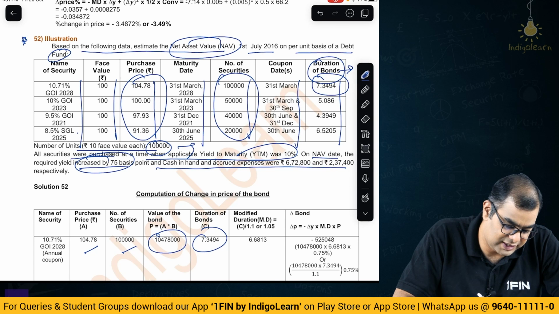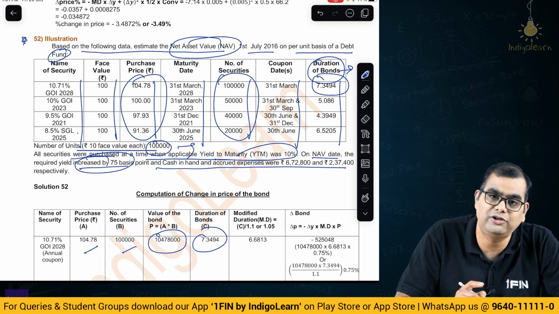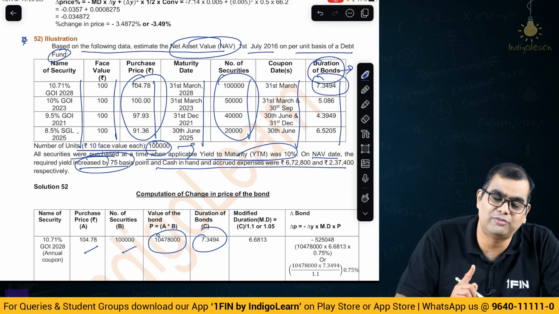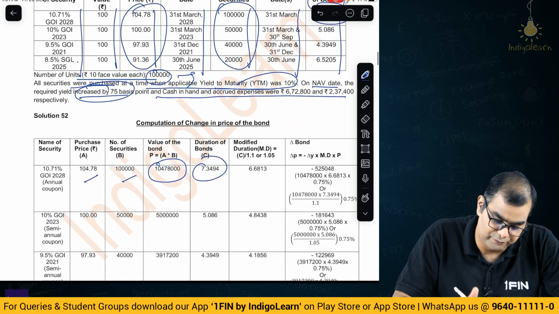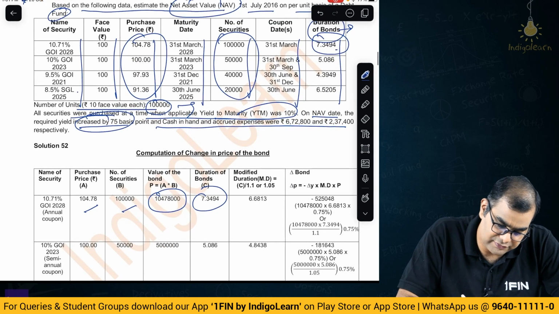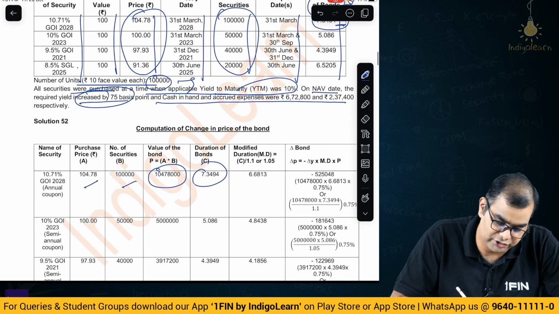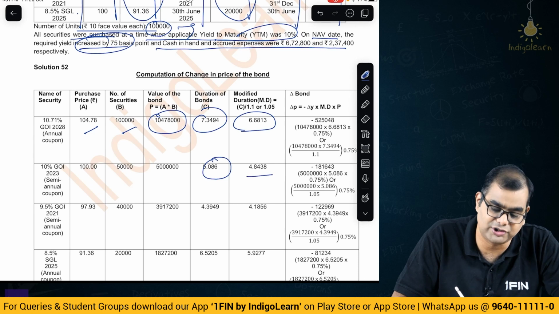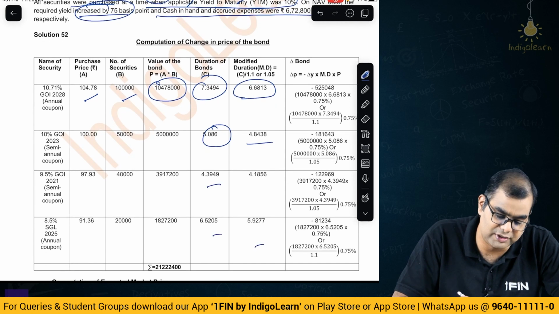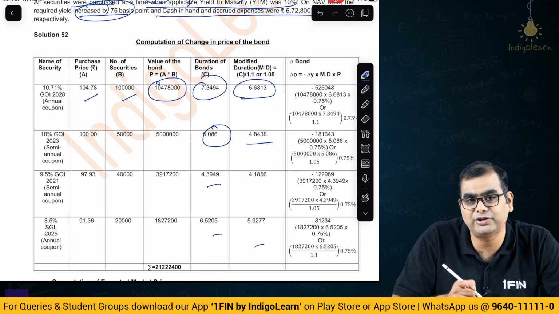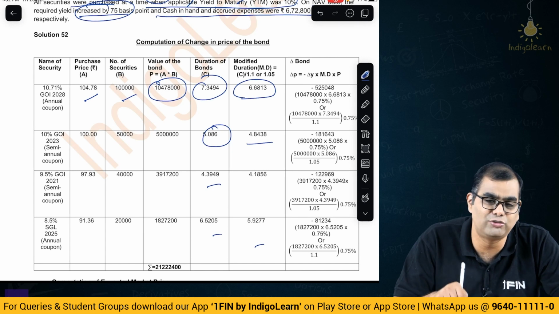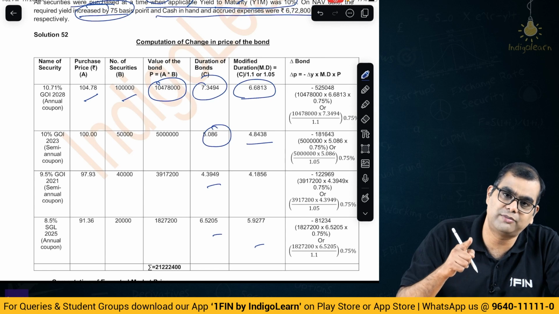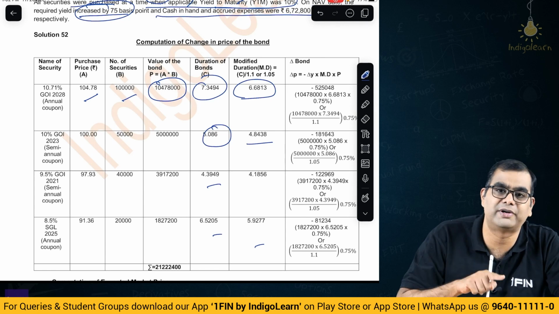If it is an annual bond, you divide by 1.1, or if it is a semi-annual bond, you divide by 1.05. So, the first one is 7.3494, you divide it by 1.1. The next one is semi-annual, you divide by 1.05. Like that, you compute the modified duration for each of them. You compute it under the old YTM, because you compute Macaulay and modified duration when you make a purchase.